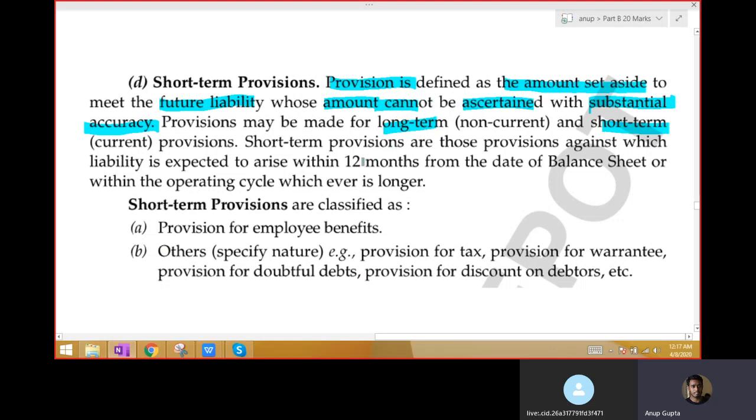Short-term provisions are those which are likely to arise within 12 months. Whatever short-term obligation arises within 12 months, the provision made on that is categorized as short-term provisions. Further, short-term provisions can be classified as provision for employee benefits, provision for tax, provision for warranty, provision for doubtful debt, and provision for discount on debtors. So these are the provisions that are created for within 12 months.